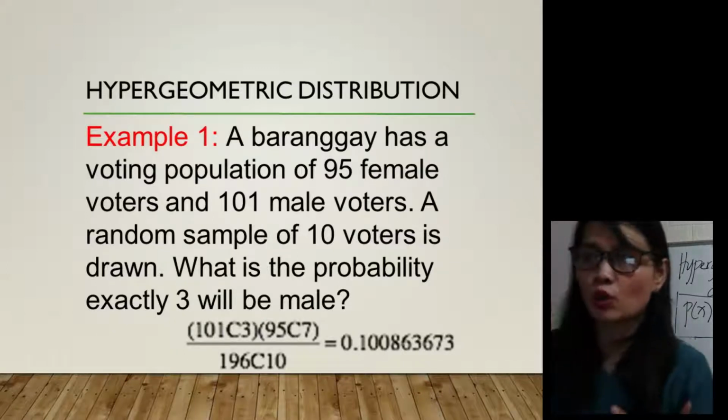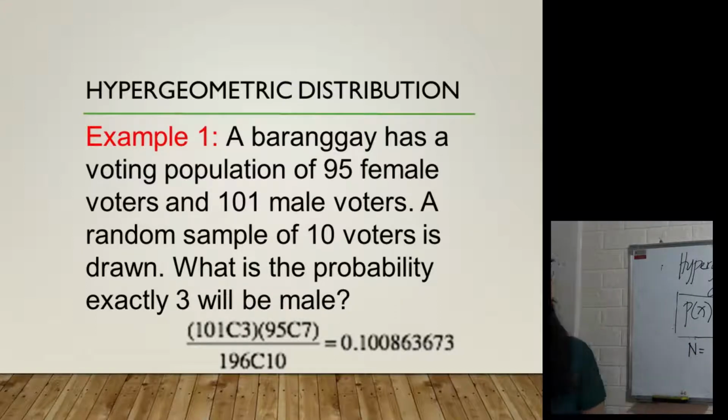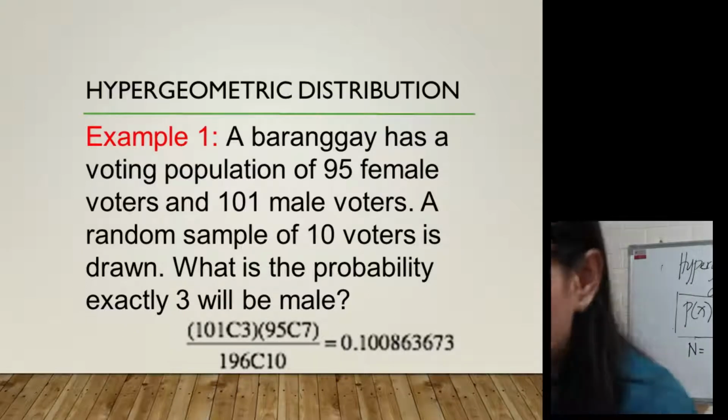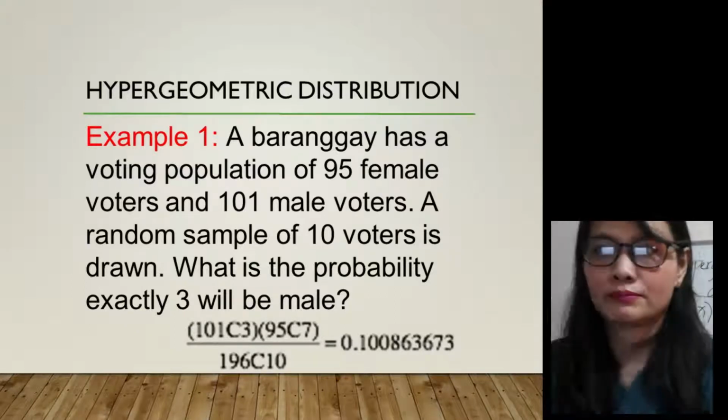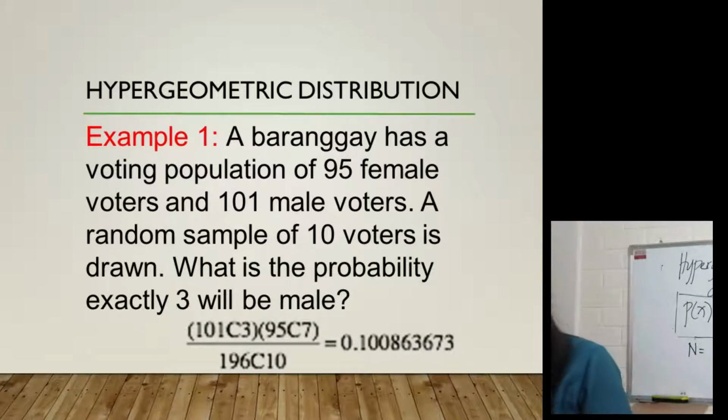Okay, first we need to identify what are the givens. First, we need to identify the capital N. What is capital N? When we say capital N, it is the population size, the totality. So, how many voters?